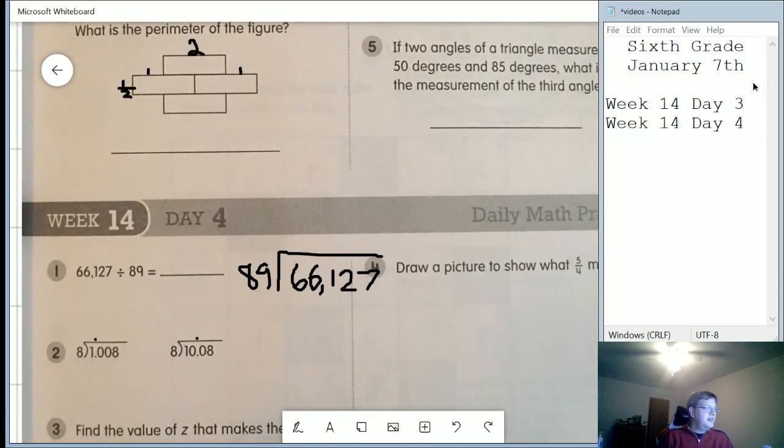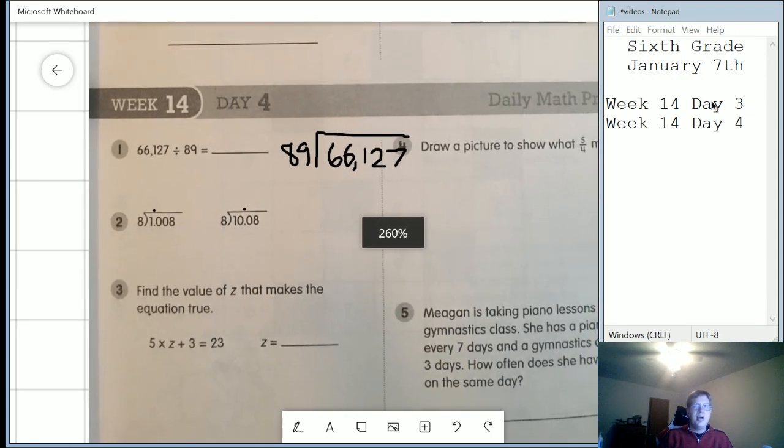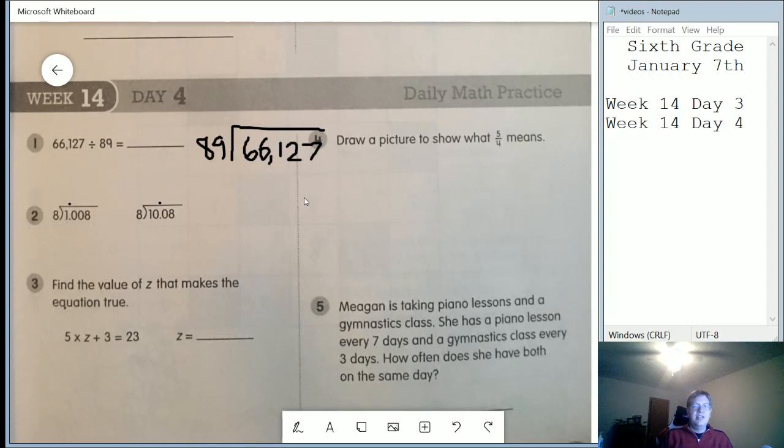At the bottom, number 1, we need to go ahead and rewrite the problem to make sure that it looks like this. And our first digit, we are going to see how many times 89 goes into 6. That's probably not going to work. So then we would go the next digit over. How many times does 89 go into 66? Third time would be how many times does 89 go into 661?